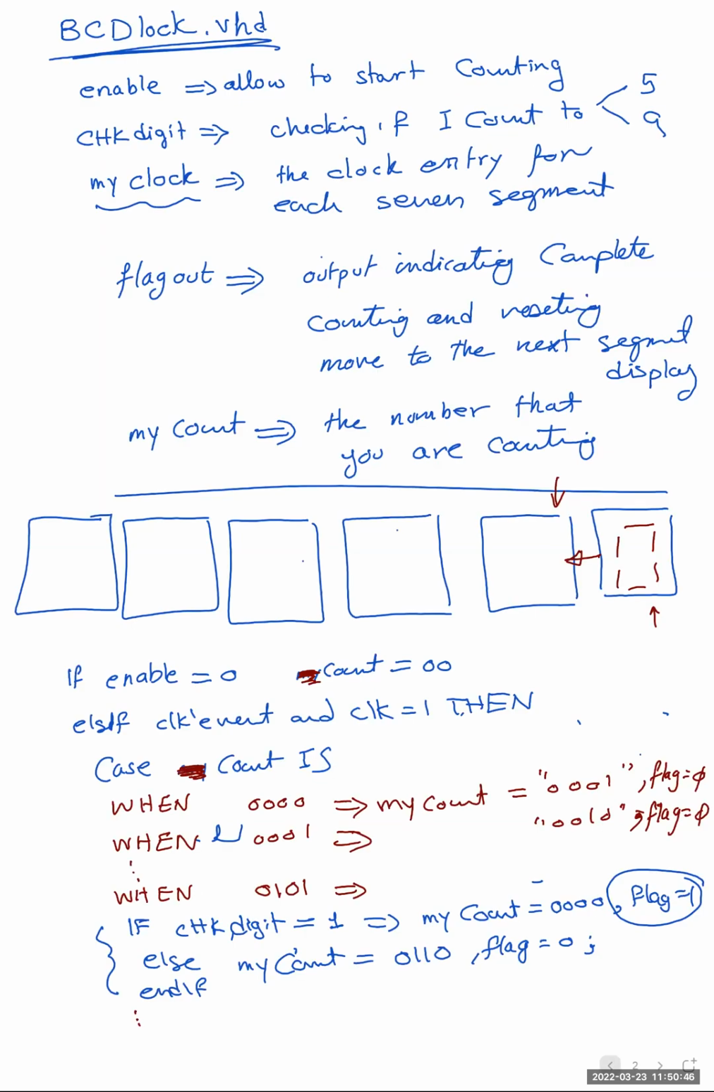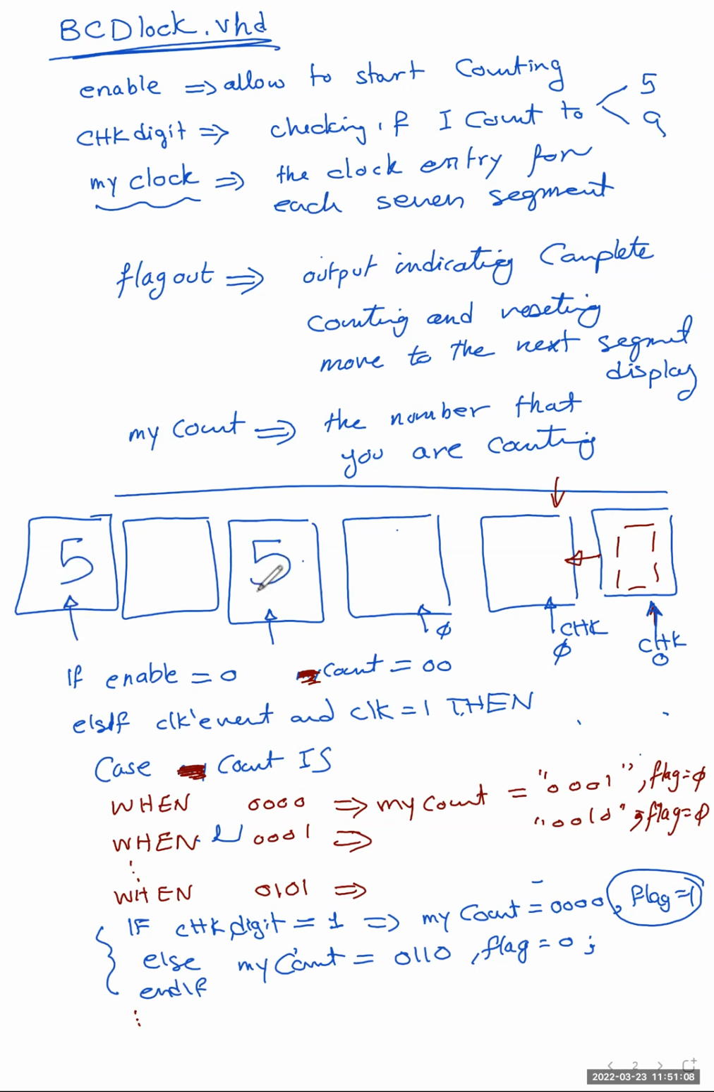Okay. So for example, for this one here, my check digit is going to be 0. For this one here, I'm going to make it 0. For this one, I'm going to make my check digit equal to 0. Here also, I'm going to make my check digit equal to 0. Here, I'm going to make my check digit equal to 1. The same thing here, so that it can count only all the way to 5.